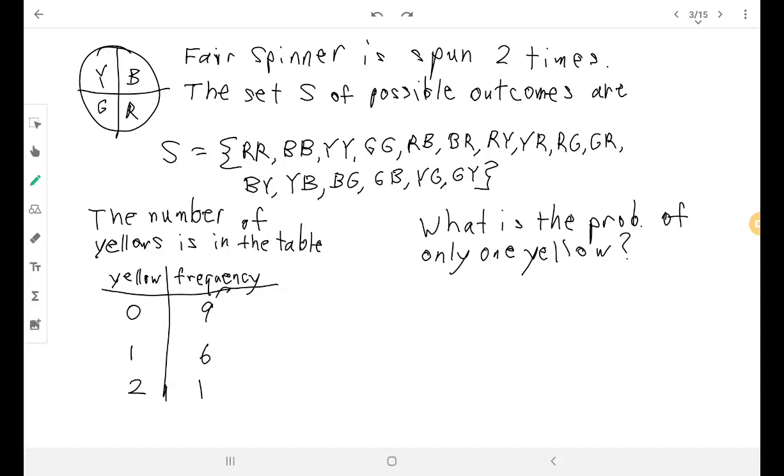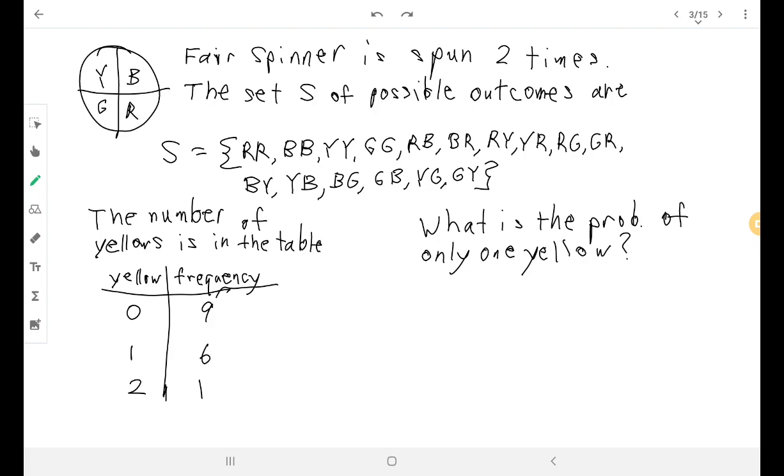Okay. So if you look at this, I've got a table here, and this table is called a frequency table. The frequency table here tells me the number of times that I get a yellow. Okay. So there are 9 times where I get 0 yellow outcomes.